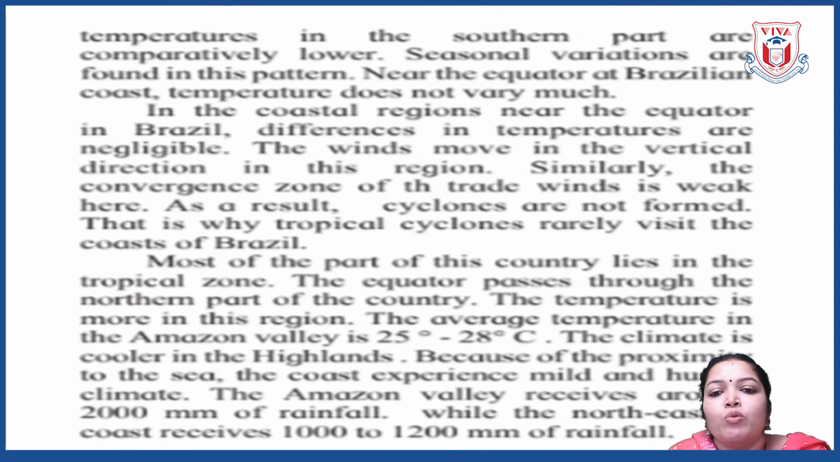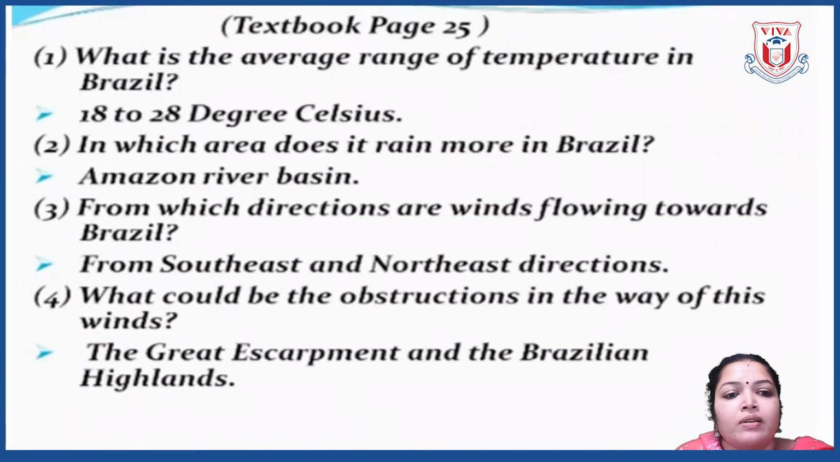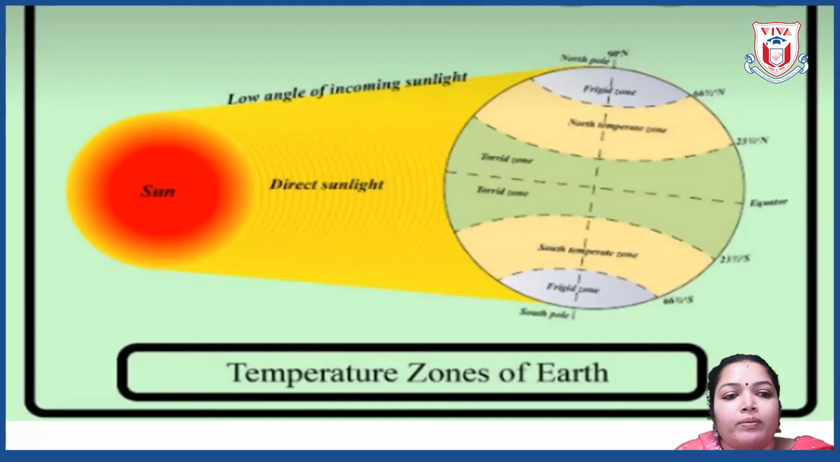Now, winds here move in a vertical direction. Now, what is this vertical direction? Because in the region near the equator there is continuous evaporation because of the direct heat of sunlight. Because of the evaporation, clouds are formed, and they move in the upward direction. Similarly, we can say the convergence zone of the trade winds is very weak here. We can see in our slide how these winds are blowing.